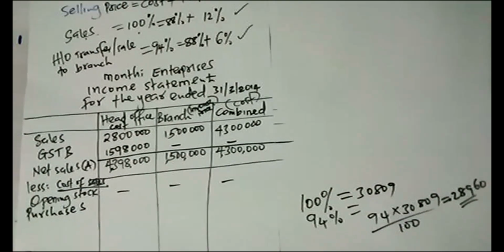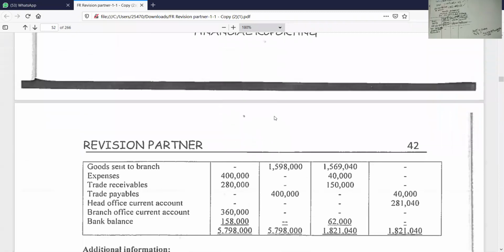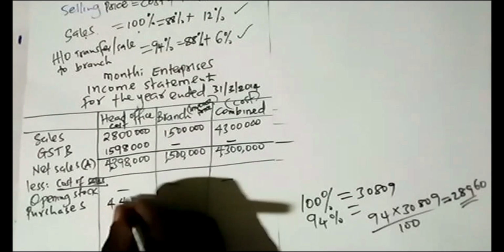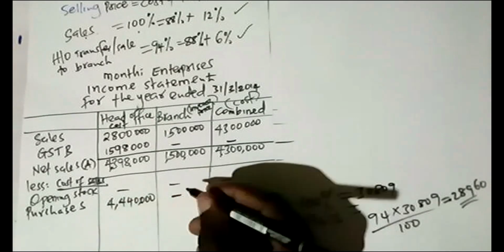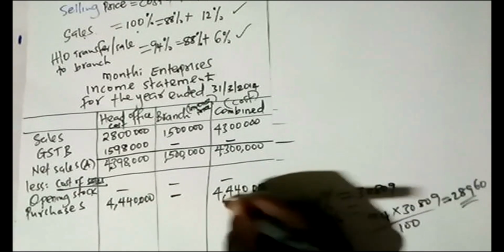So I can see there were purchases in two ways: purchases of packaging materials and purchases of toys from the trial balance. And they were under the head office. So purchase of packaging material 440,000, purchase of toys 4 million. So that one would be 4,440,000 under the head office. For the branch, there were no purchases. So I'm getting 4,440,000 here, the one which is under the head office.